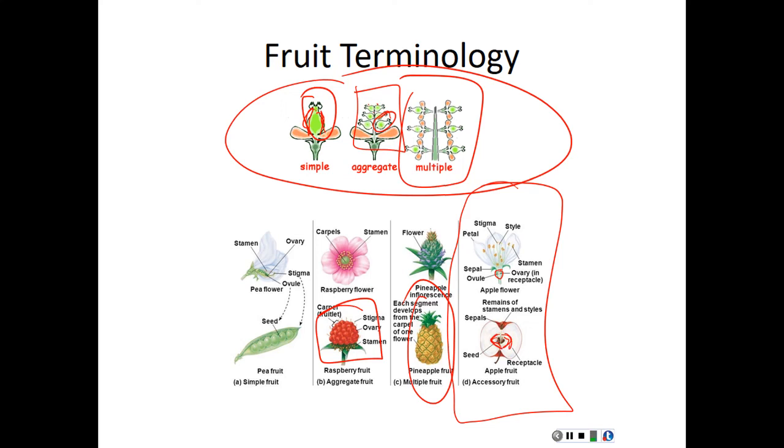Another example of an accessory fruit would be a strawberry, right? The actual part of the strawberry you like eating is a swollen receptacle. And then the little things on the strawberry that you think of as seeds are actually fruits called achenes, dry fruits called achenes. So a strawberry is an aggregate of achenes.